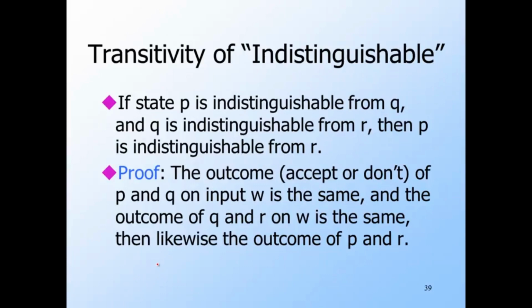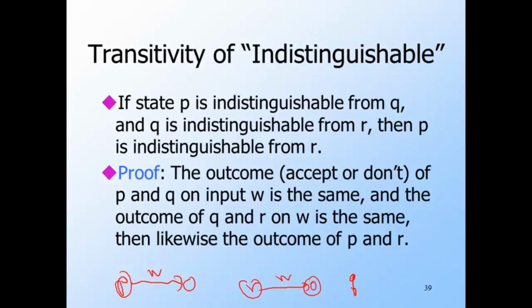If there's no string W that distinguishes states P and Q, and there's no string that distinguishes Q from R, then how could some string W distinguish P from R? That would mean that there's some string W that leads one of P and R to a final state and the other to a non-final state. Let's say R leads to a final state. So here's W leading P to a non-final state, and here's R, and on the same W it gets to a final state.